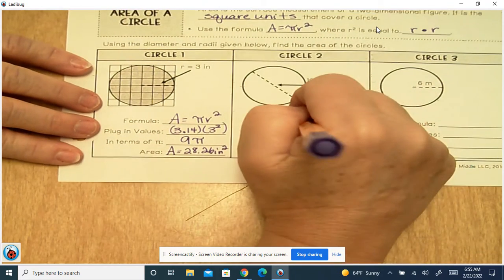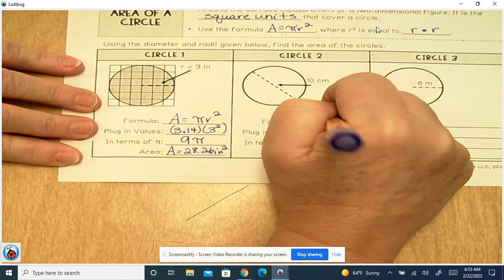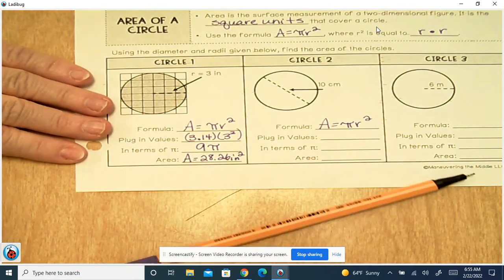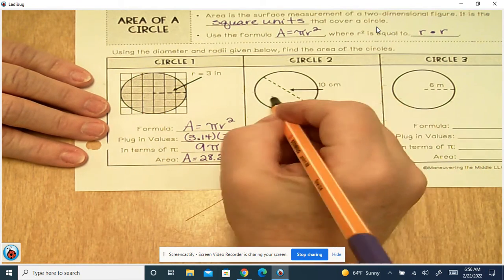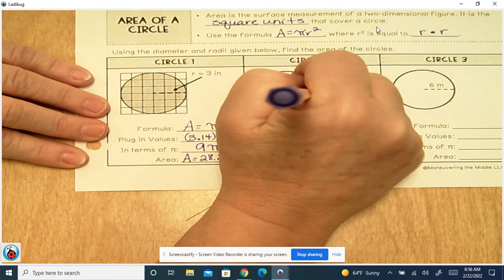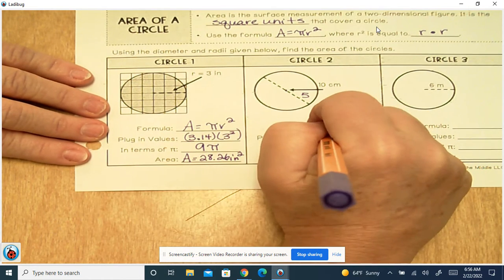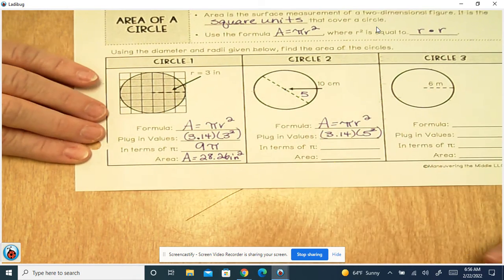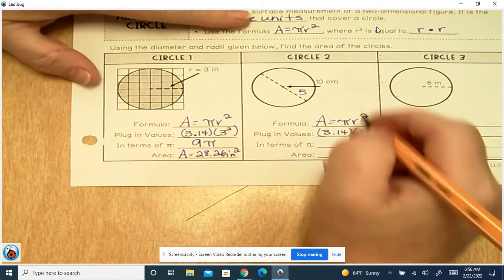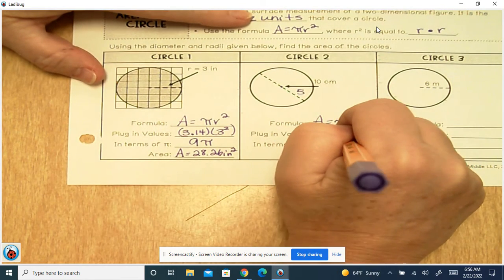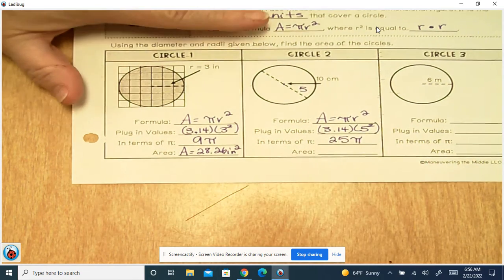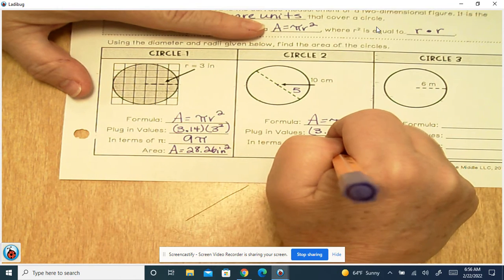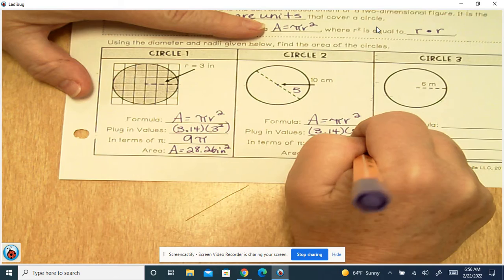All right, here we have the diameter, but the formula is still area equals pi r squared. And from our first lesson, we know that the diameter is twice the radius. So from here to here, it would only be 5. So we can plug in the values, 3.14 and then 5 squared. 5 squared is 5 times 5, which would be 25 pi in terms of pi. And then multiply it all the way out to get the area is 78.5 centimeters squared.